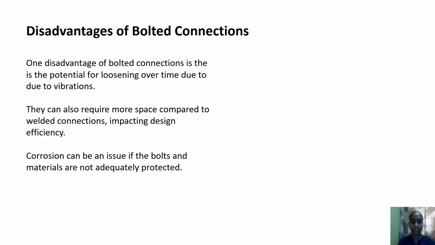Disadvantages of bolted connections. One disadvantage of bolted connections is the potential for loosening over time due to vibrations. They can also require more space compared to welded connections, impacting design efficiency. Corrosion can be an issue if the bolts and materials are not adequately protected.